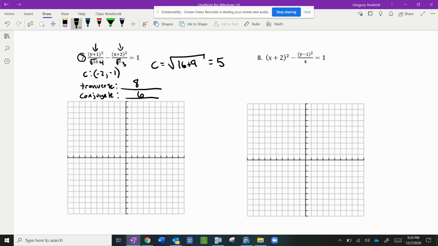And now I'm going to graph my center, -2, -1. And I'm going to travel up 4 units and down 2, 3, 4. And then I'm going to travel left and right 3. This time I'm going to create a box. Put my asymptotes through.